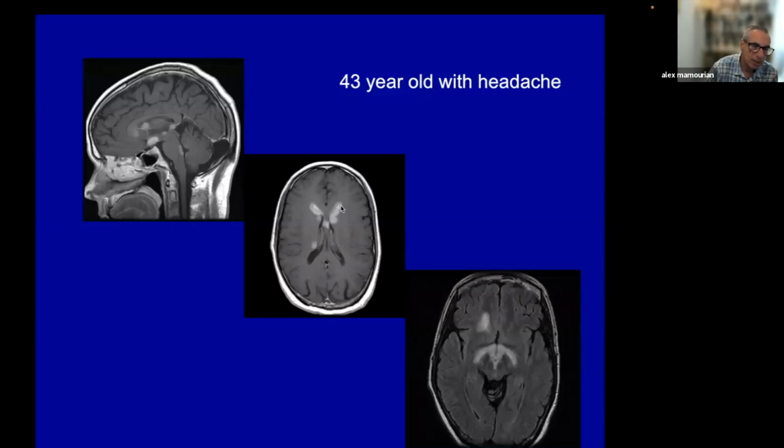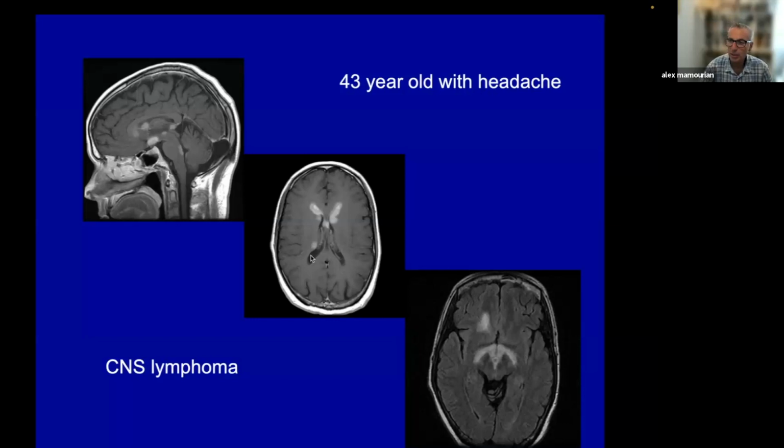Now, this is a pattern of disease you should recognize. These are lesions in the periventricular region, tracing along the optic projections, but this periventricular enhancement, often in the subependymal compartment, is very suggestive of lymphoma, CNS lymphoma.